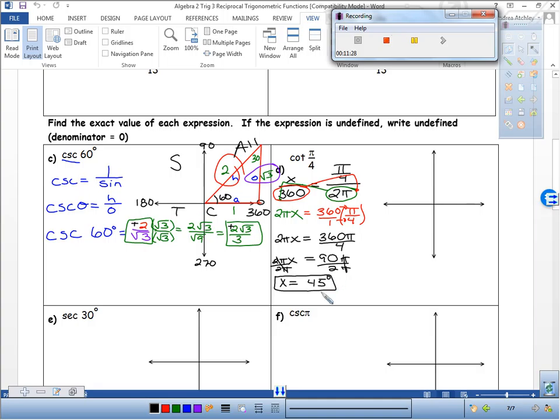So now we need to graph 45 degrees. This is 0, this is 90, this is 180, this is 270, and this is 360. So 45 goes right there. I draw in my triangle. Which makes this super nice because it's already a reference angle, right? 45 is one of my reference angles. So I don't even have to find the reference angle here.